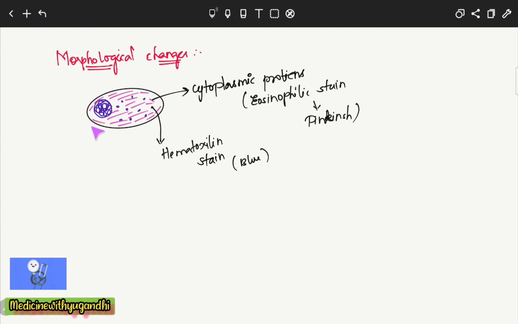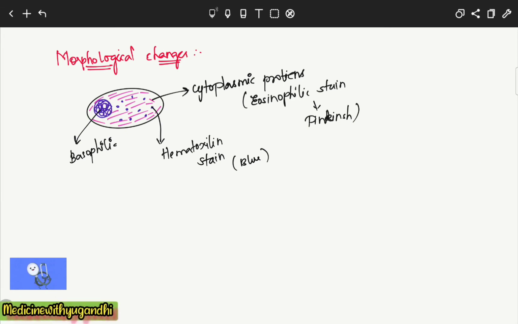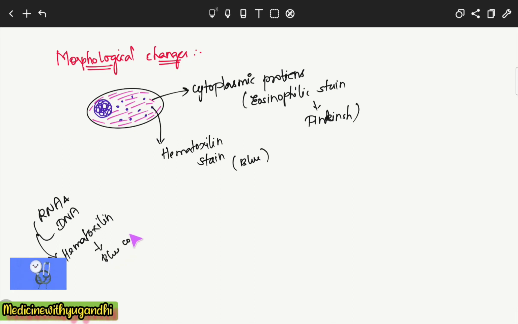Right, and the DNA within the nucleus binds to hematoxylin, and that's why the nucleus alone appears deeply basophilic. Both the nucleic acids, both RNA as well as DNA, bind to hematoxylin stain, and so they appear blue in color, and that's why the nucleus is deeply basophilic in nature.